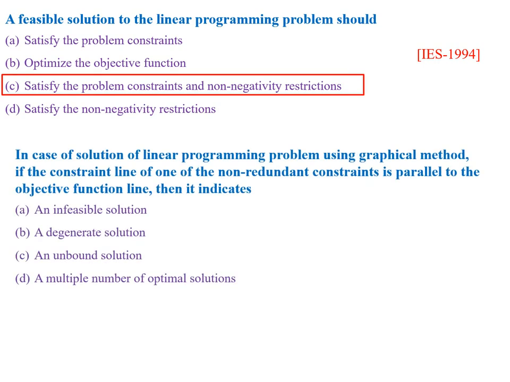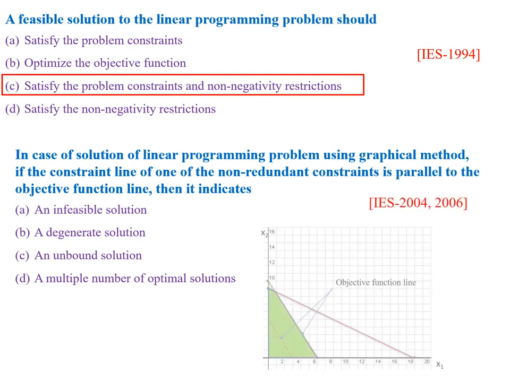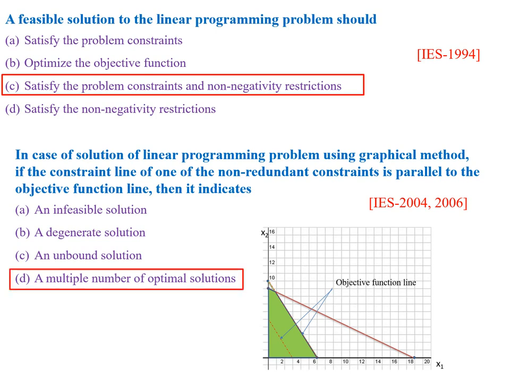And next question is, in case of solution of a linear programming problem using the graphical method, if the constraint line of one of the non-redundant constraints is parallel to the objective function line, then it indicates: option A, an infeasible solution; a degenerate solution; an unbounded solution; a multiple number of optimal solutions. We already discussed this in lecture number 7. When the constraint is parallel to the objective function line, the problem has multiple optimal solutions. So the option is D.